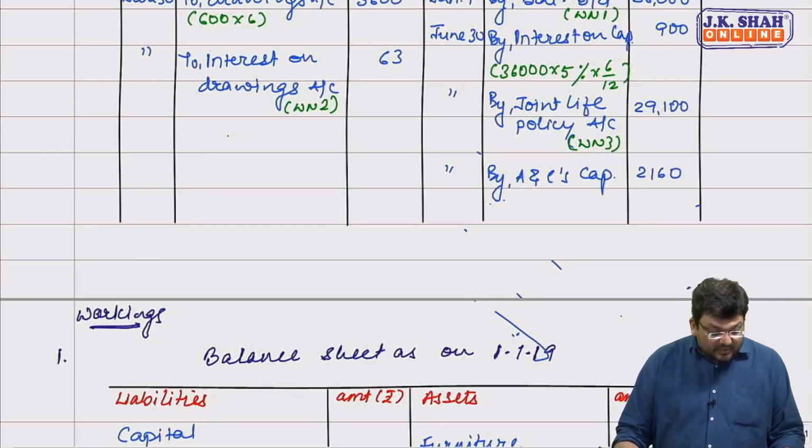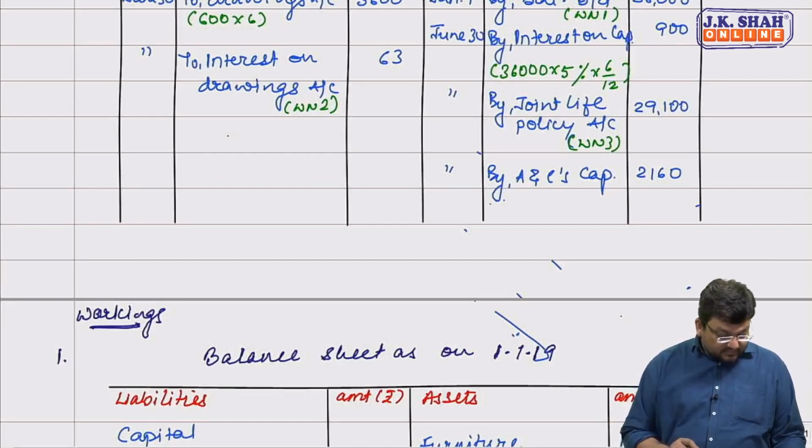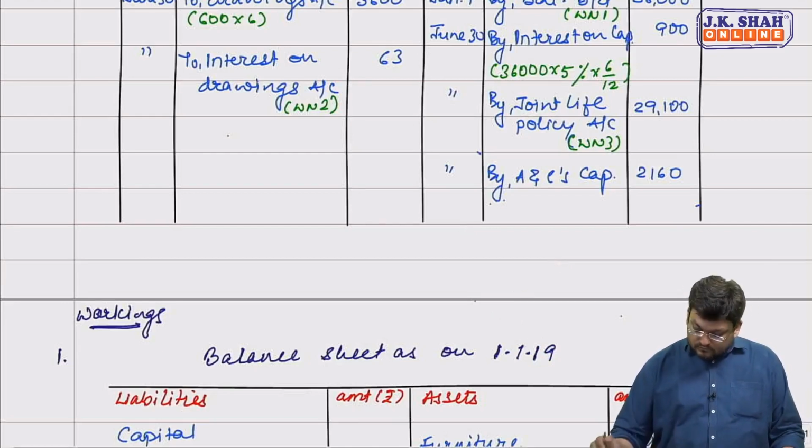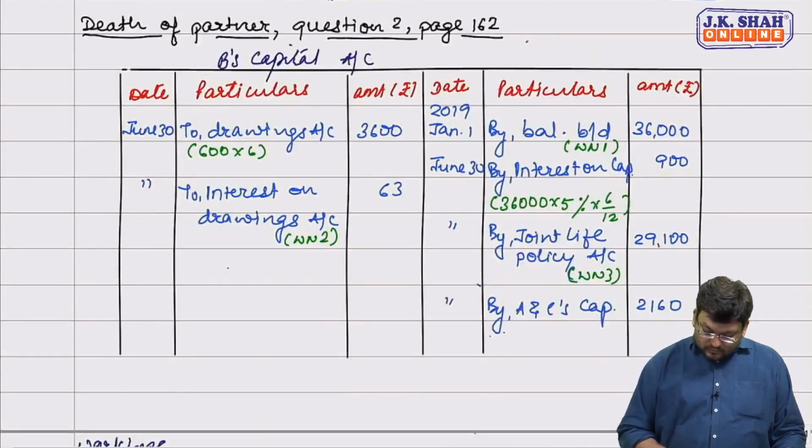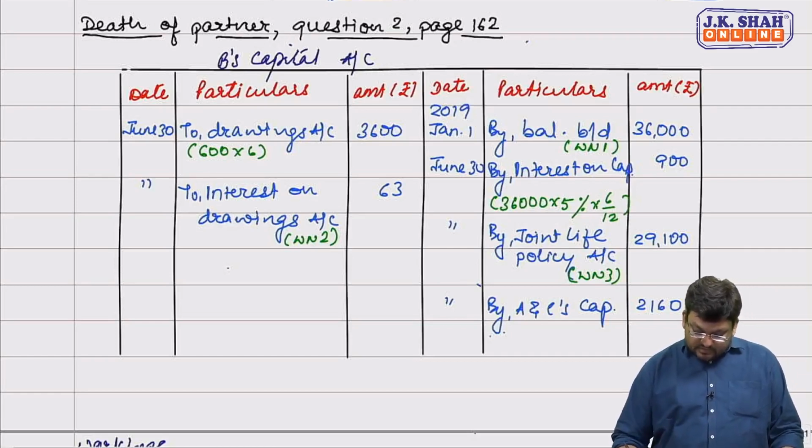So now calculate how much is the final balance remaining in B's account. $36,000 plus 900 plus 29,100 plus 2,160. Total comes to 68,160.